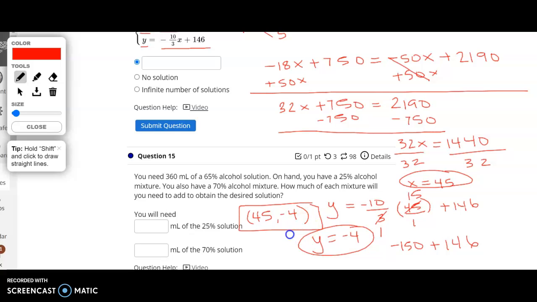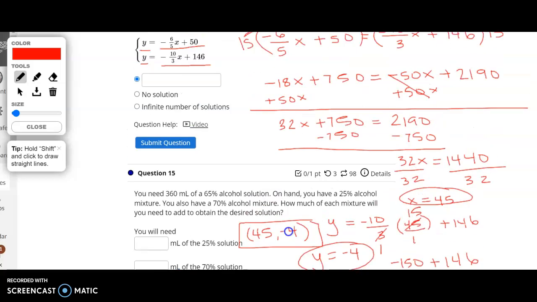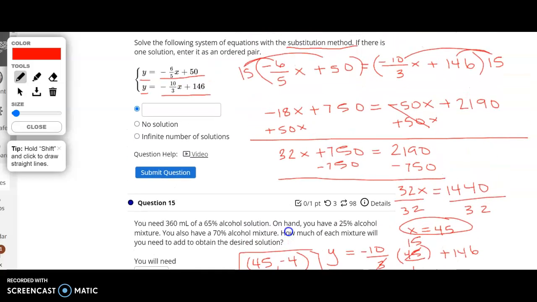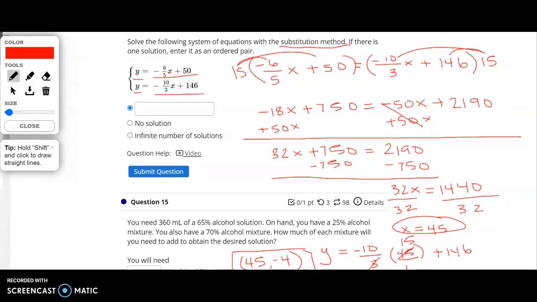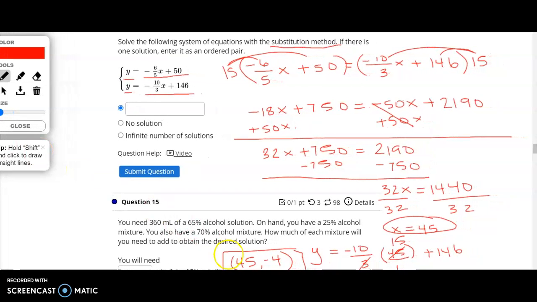Now, how can we check and make sure that's the right answer? Do you remember? What we can do is substitute it into both equations and make sure it comes out true. But yeah, that one you could have either dealt with the fractions or got rid of them just like I did in this example.